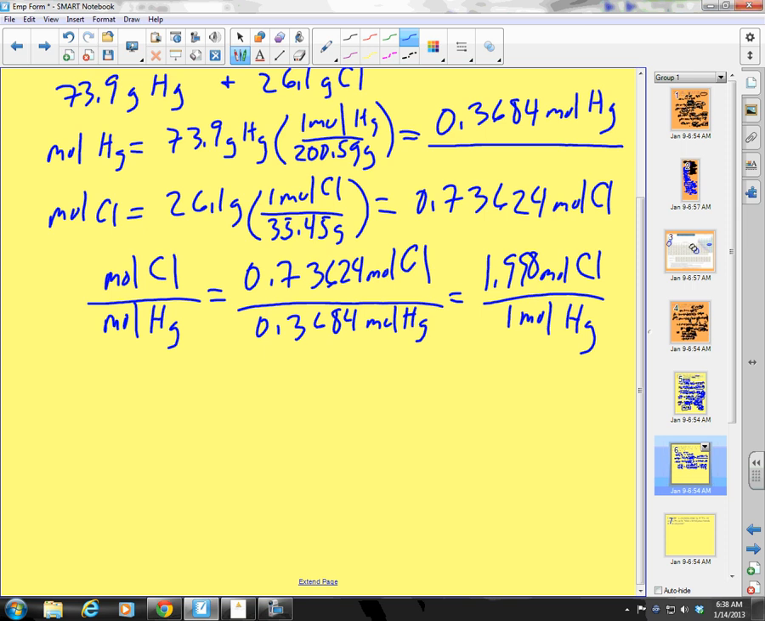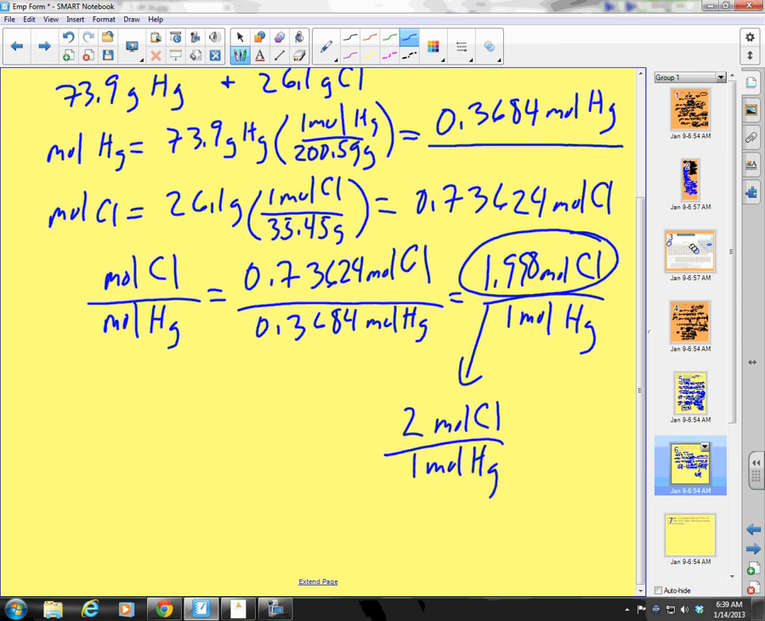Good. Is this close enough to round to 2? The answer is yes. So I can round that to 2 moles of chlorine to 1 mole of mercury. Now, why do I need to round that? Because I need to have a whole number, right? So that means my ratio is 2 to 1. I have Hg, I have Cl. For every 1 mole of Hg, I have 2 moles of chlorine. So that is my empirical formula.